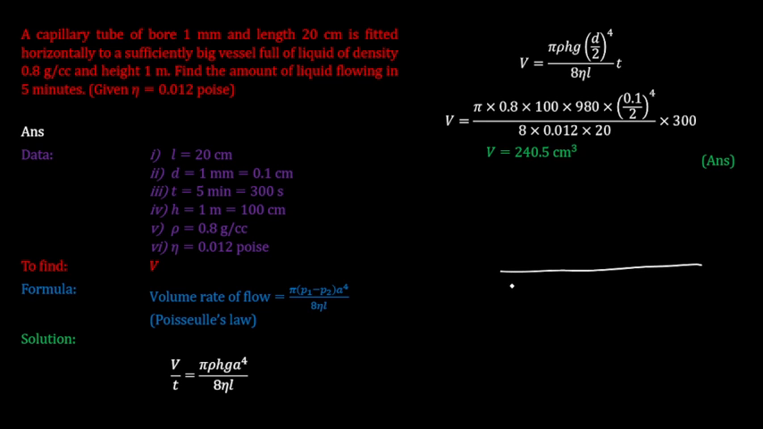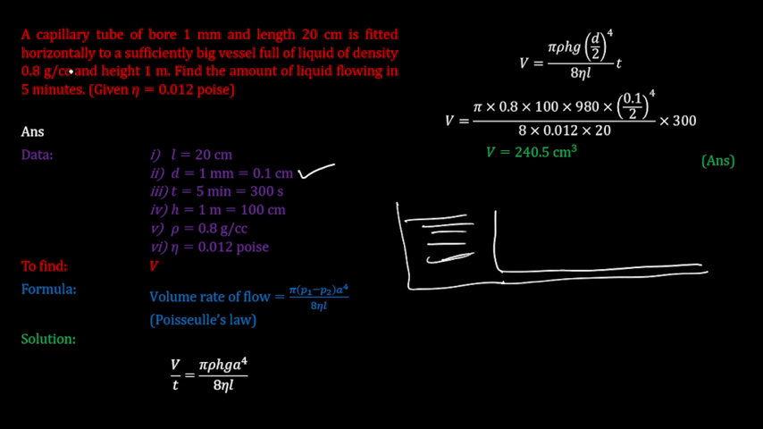We have a small capillary tube which is fitted horizontally, and it has the diameter of 1 millimeter, which we write as 0.1 centimeter, and it is fitted to a large tank which contains liquid of density 0.8 gram per centimeter cube. The weight of this liquid will push the liquid inside this capillary tube, and because of that push, because of the pressure, the liquid will emerge out from this other end of the capillary tube. The liquid will emerge with certain rate.